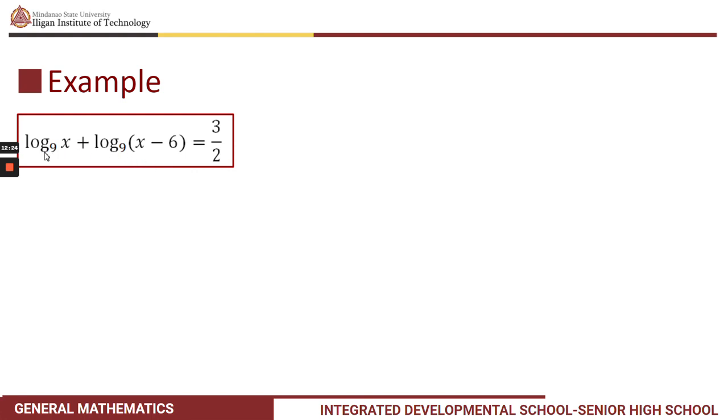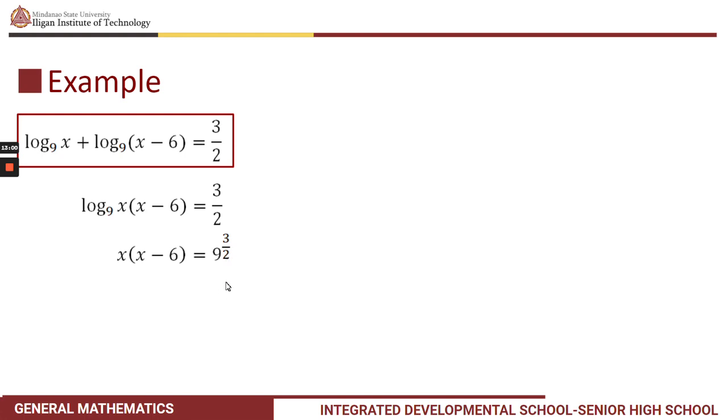So by using the theorem, since both have the same base, we have log base 9 of x times x minus 6. So product lang ng dalawang argument na to is equal to 3 halves. Since we only have one logarithmic term left, pwede natin siyang transform to exponential equation. So we have x times x minus 6, si 9 magiging base, si 3 halves magiging exponent. So we have equal to 9 raised to 3 halves.